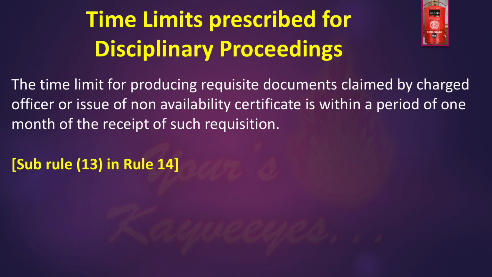Number 2. The time limit for producing the requisite documents claimed by the charged officer or issue of non-availability certificate should be made within 1 month from the receipt of such requisition. Some documents may be required, it may be supplied or it may not be supplied. But the process has to be completed within 1 month, that is as per sub-rule 13 in Rule 14.